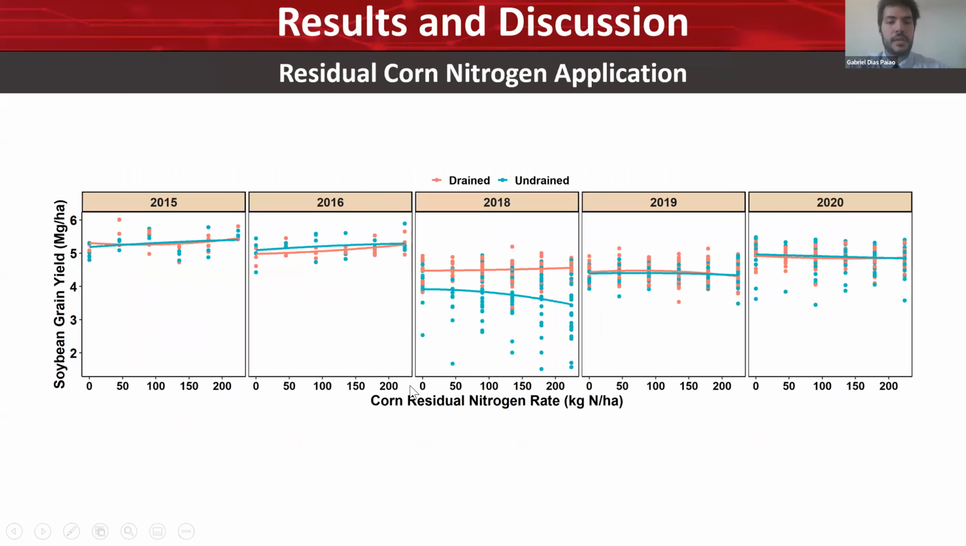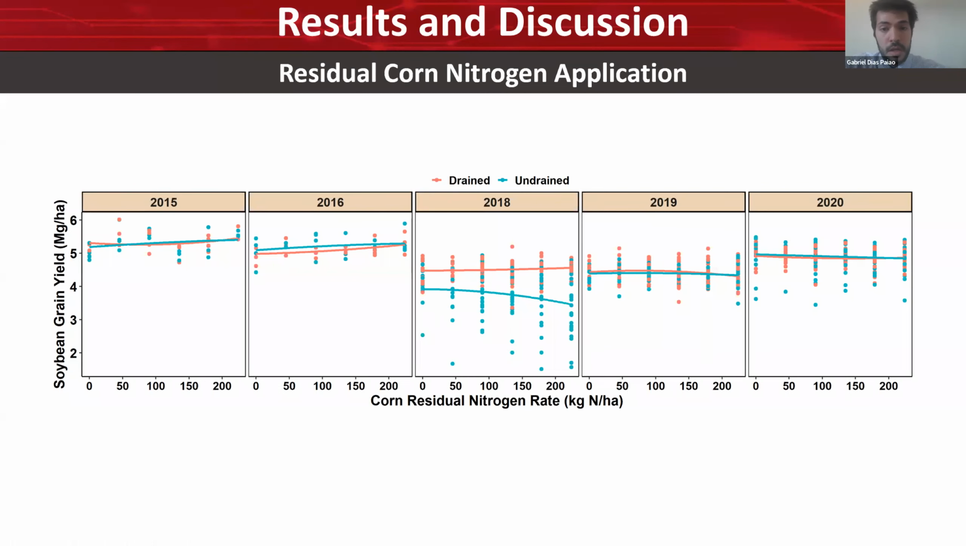And here we are looking at the effects of the nitrogen rates applied to the corn the previous year on the soybean grain yields for the different years. And we can see that there is no positive effect for increasing nitrogen rates on corn on the soybean grown in rotation the following year, regardless of drainage condition. And the only interaction that we observed here was a negative trend in undrained soils with increasing nitrogen rates from corn. There were decreasing soybean grain yields the following year.